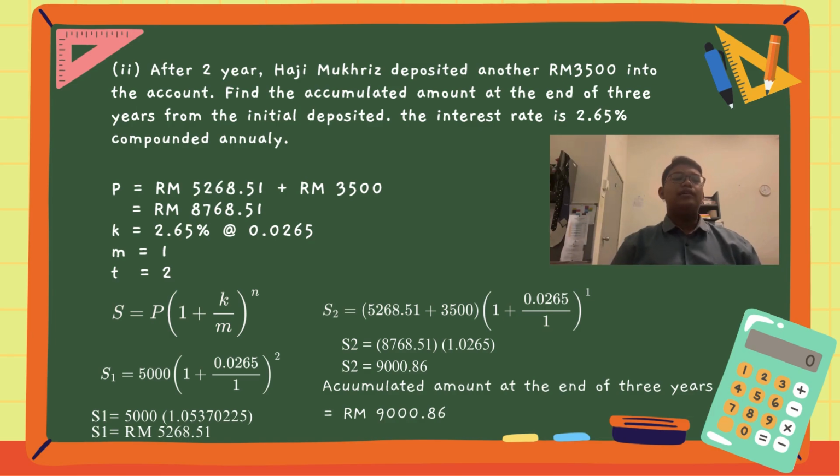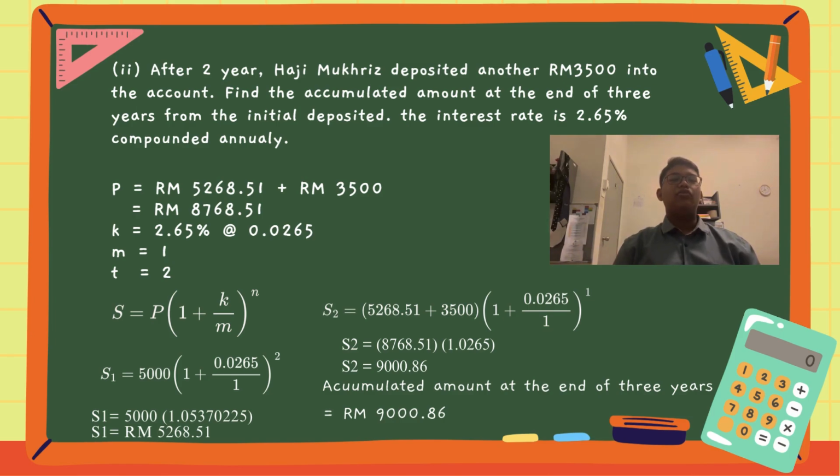So we use the compound interest formula and we get for the S1, 5,000 bracket 1 plus 0.0265 divided by 1, the power of 2. And we get S1, 5,000 bracket 1.05370, and the answer for S1 is RM5,268 ringgit 51 cent.